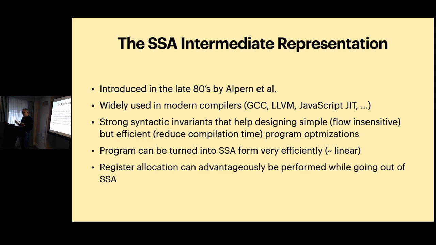And compiler designers, they like this representation because it gives them very strong invariants. I will define them just later. And it makes their life easier because it's more simple. They design simpler optimizations like that. And also, it's a very efficient representation. Efficient in the sense that you can obtain SSA representation very efficiently. We have almost a linear algorithm for that. And you can even use SSA during register allocation when you go out of SSA. So compilers love SSA.